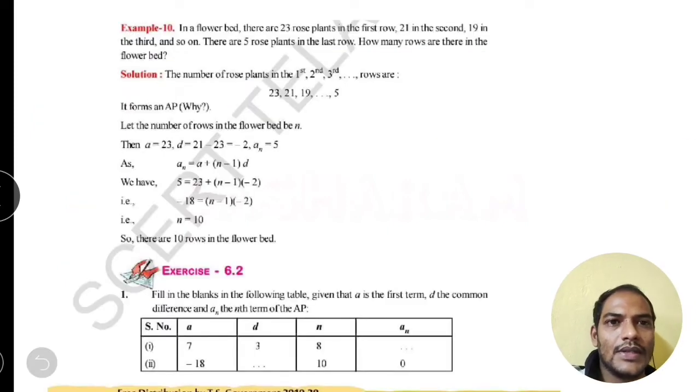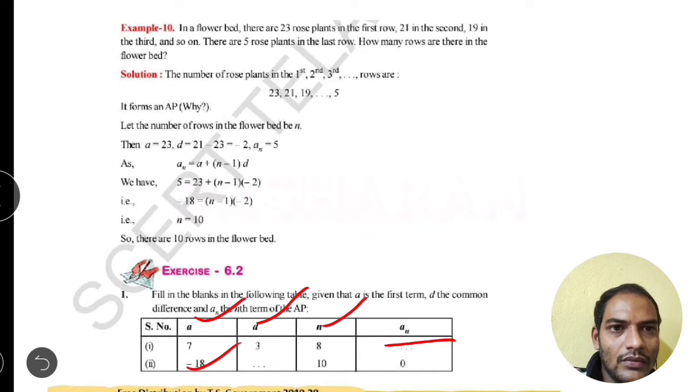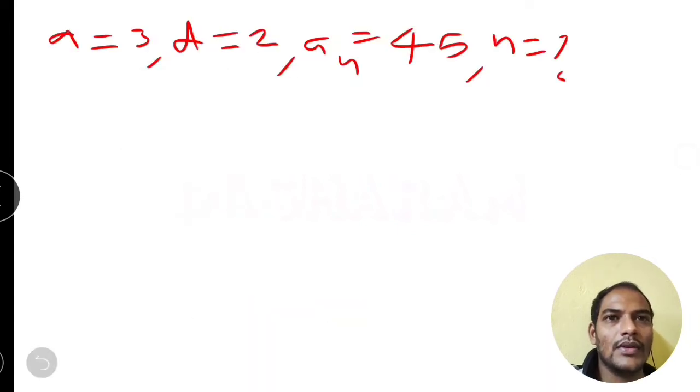Next, coming to exercise 6.2, first bit, fill in the blanks in the following table. See here in the first column a value, d value, n value are given, then an value is asked. Next, in the second column a value is given, d value is now asked, n value and an value are also given, and a few more questions are there on the next page. So now I am taking a new problem to explain this type of bit. So here a value, d value, an value are given, then asking the n value.